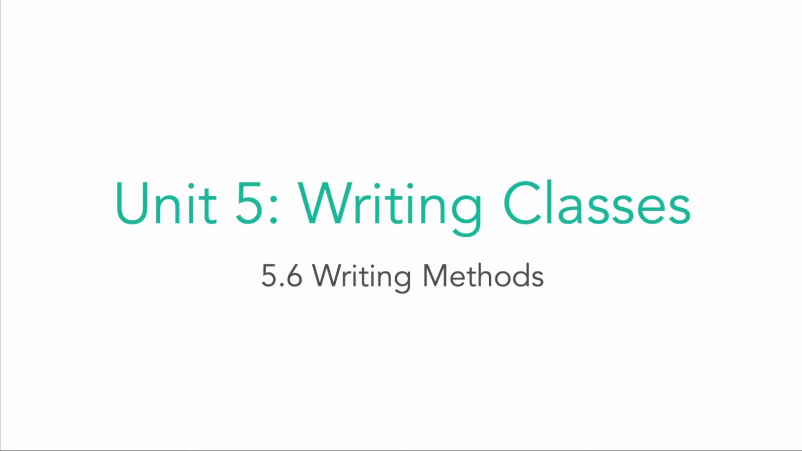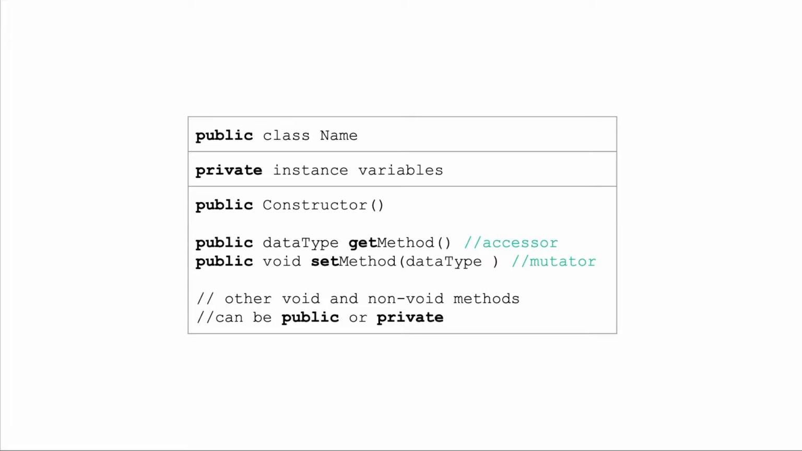Unit 5 Writing Classes, Topic 5.6 Writing Methods. This is a basic UML diagram of a class. Again, you should be comfortable drawing these to help you construct code for FRQ Style 2 questions.